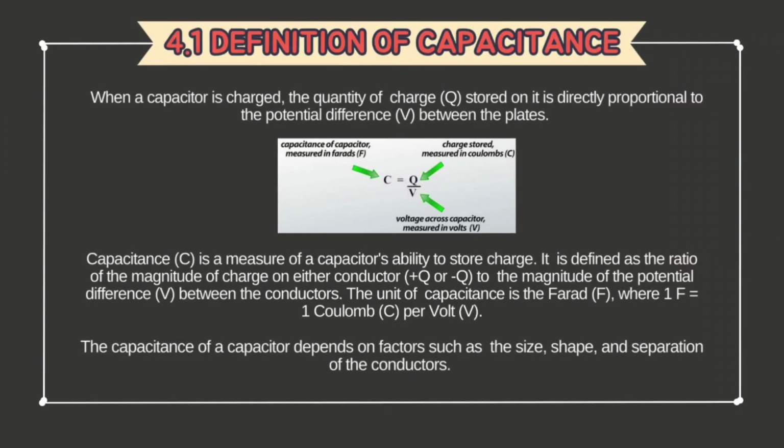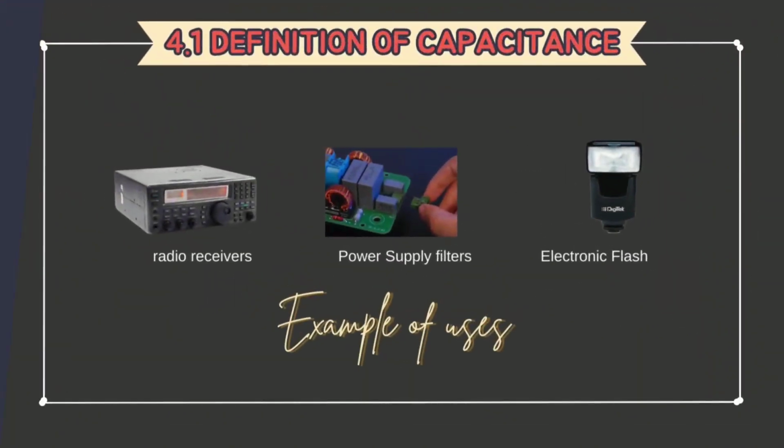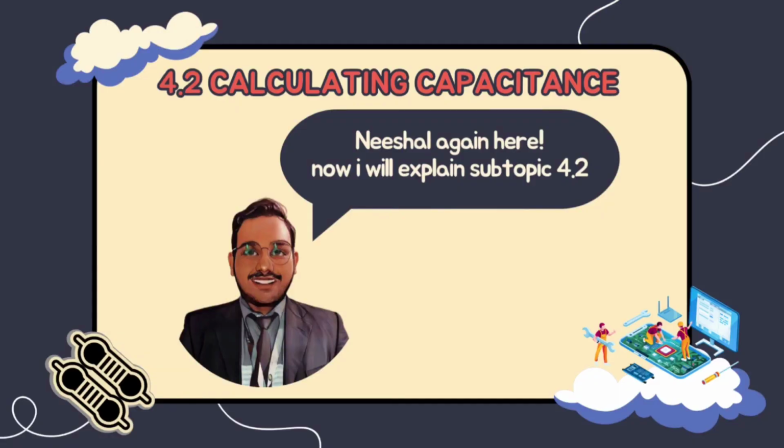The unit of capacitance is farad, where 1 farad is equal to 1 coulomb per volt. The capacitance of the capacitor depends on factors such as the size, the shape, and the separation of the conductors. Once again, the formula that defines capacitance is C equals Q over delta V, charge over potential difference. Examples of devices that use the concept of capacitance are radio receivers, power supply filters, and electronic flash.